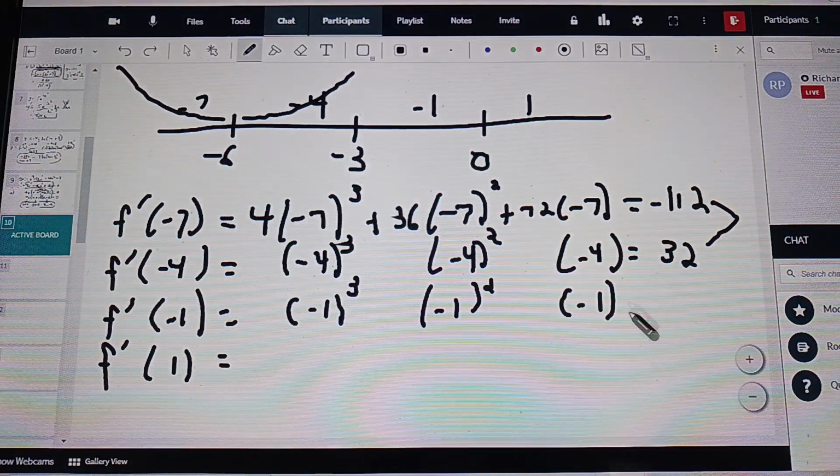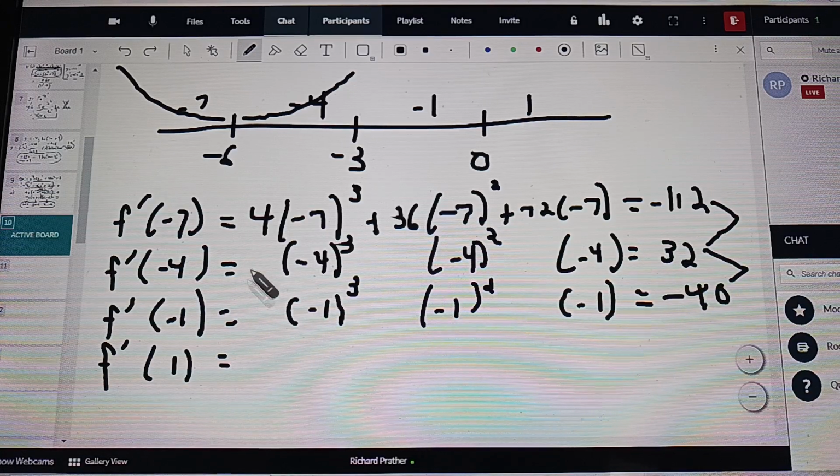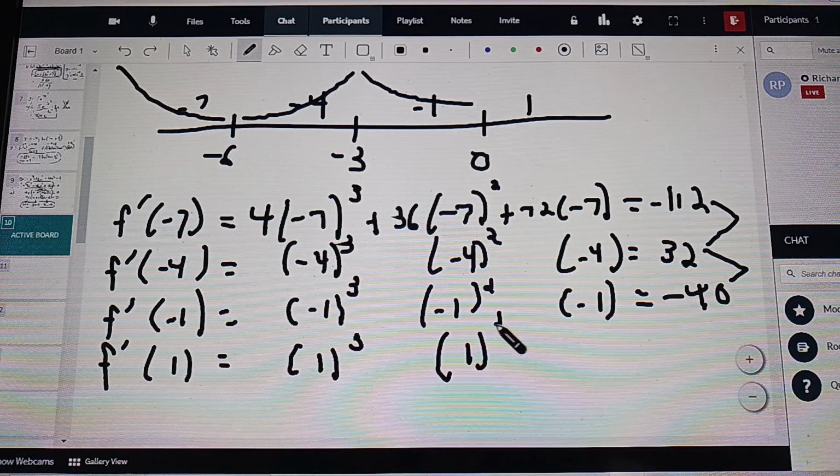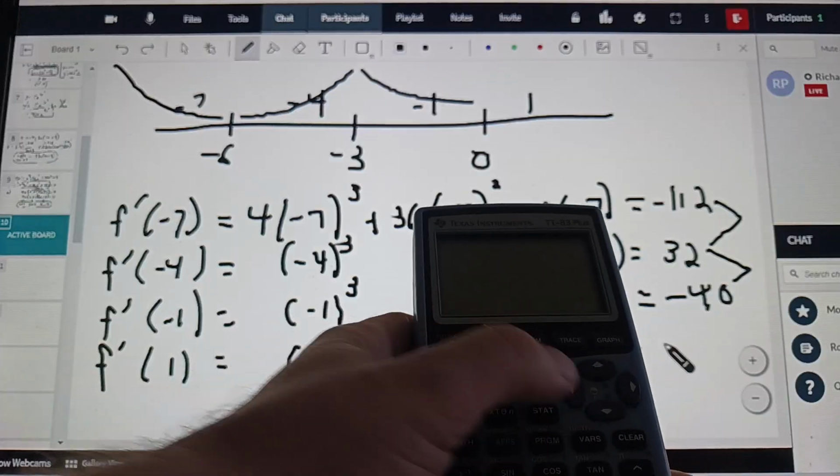And yep, it switched back to negative. Now it's -40. So it switched from positive to negative right at a critical number. That's got to be a local maximum right there. And then finally, I'm going to plug 1 in and see if it switches back to positive, which it usually does with polynomials.